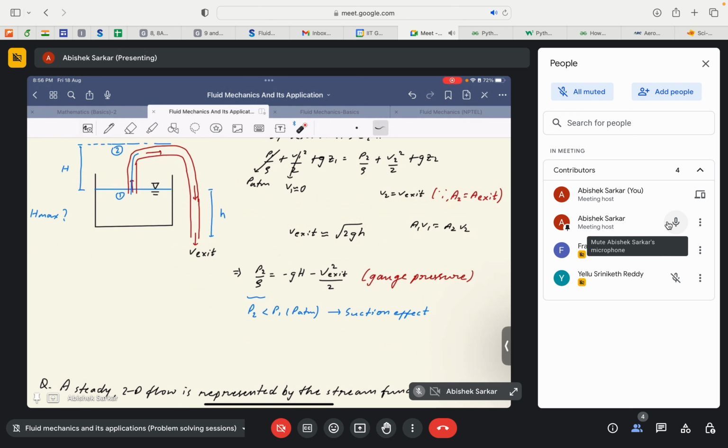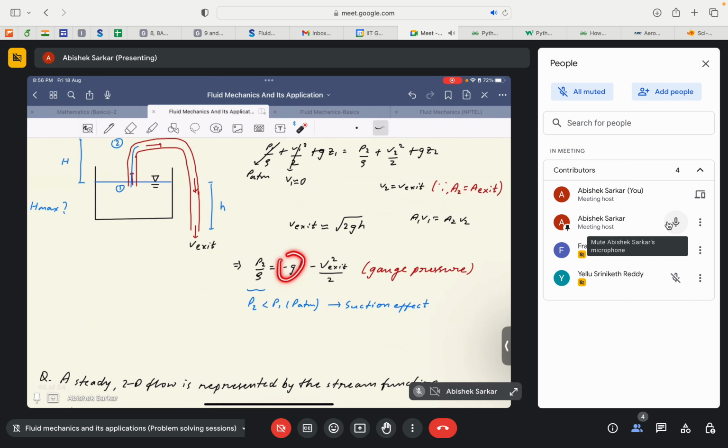Why minus gH? Because z1 minus z2: since point 2 is at higher elevation than point 1, z1 minus z2 gives us a negative value, so it is minus gH, then minus V exit square by 2. Since g, H and V are positive, and V is squared, all these terms are positive, so we get a negative term at the right hand side, and it is exactly what we are expected to get.